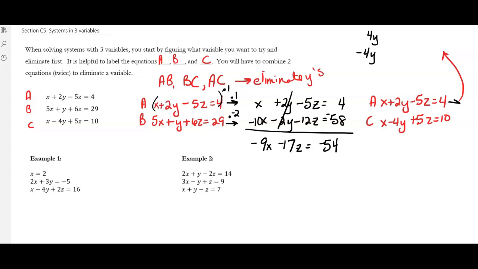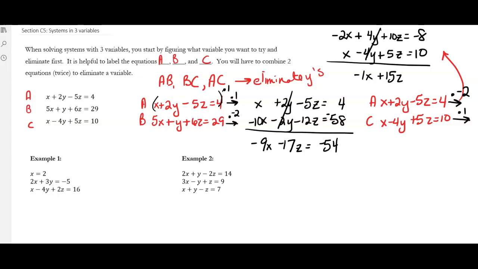So this top one, I'm having to multiply by negative 2. So I'm going to get negative 2x plus 4y plus 10z equals negative 8. For this bottom one, I don't have to multiply by anything because I already got the 4y. So it'll be x plus 5z plus 10. So my y's are crossed off. So now I have a negative 1x plus 15z equals 2. And now what you would do is you would have a simple system of equations problem that you know how to put together to find your answer.